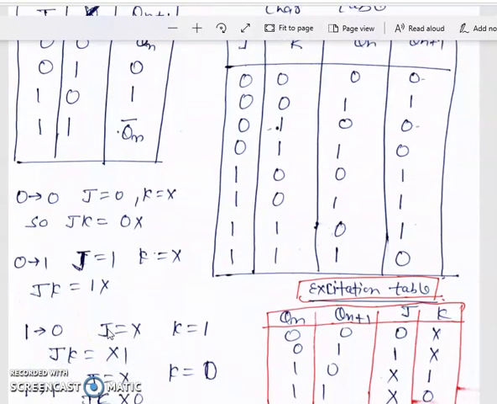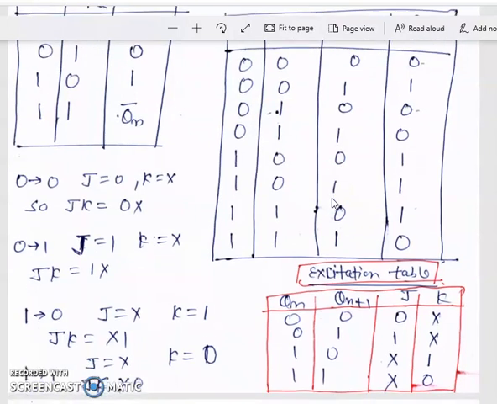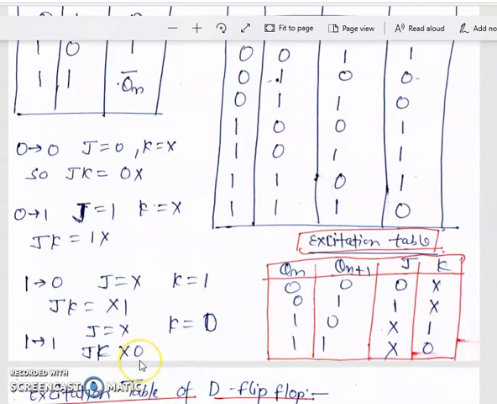Next transition is 1 to 0. So find out the 1 to 0, this 1 to 0 combination is there, and also 1 to 0 is again here. So we find that K is 1 but J is don't care. So write here J is don't care and K is 1. And the last transition is 1 to 1. For the 1 to 1 transition, we find the 1 to 1 combination is there and also another 1 to 1 combination. In this case, we find the value of J is don't care and K is 0, that is fixed. Okay. So we can draw the excitation table or fill the value of required input, that is J and K. Okay.